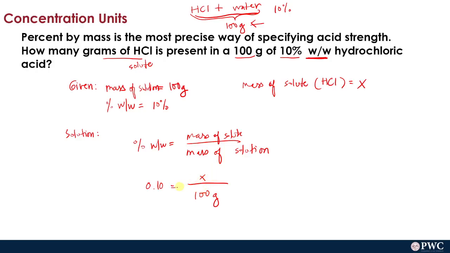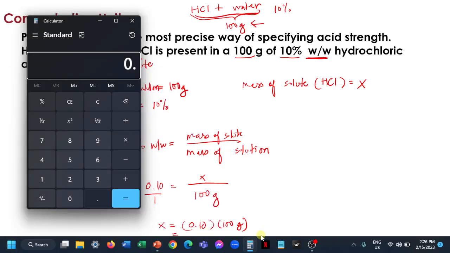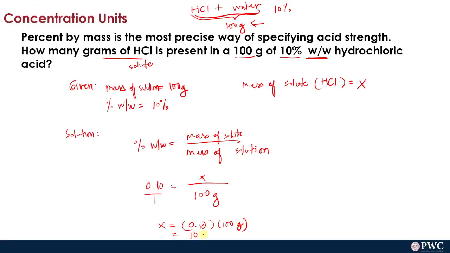So what should we do? We can do cross multiplication. That's over 1. Again, this is a whole number, and every whole number has a denominator of 1. Now let's cross multiply. 1 times X is X. Then 0.10 times 100 grams. If you solve this, 0.10 times 100, we have 10. So 10 grams. The mass of the HCl here is equal to 10 grams.